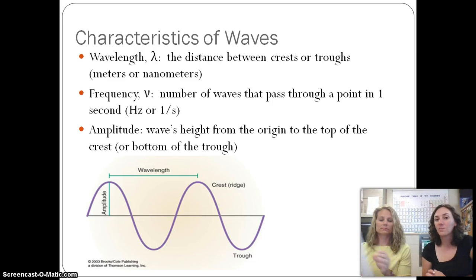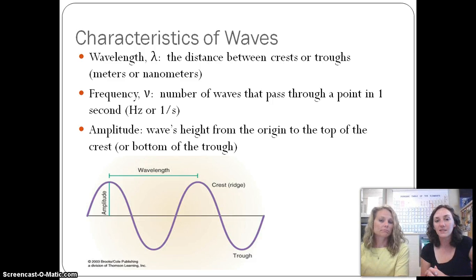I would say the biggest problem when it comes to these types of calculations is students forget how to convert their units. So that's the biggest thing. Frequency, that is the Greek letter nu, and it looks like a V, just a fancy V. But it's the number of waves that pass through a point in 1 second. So the units are going to be hertz, or it's per second, 1 divided by seconds.